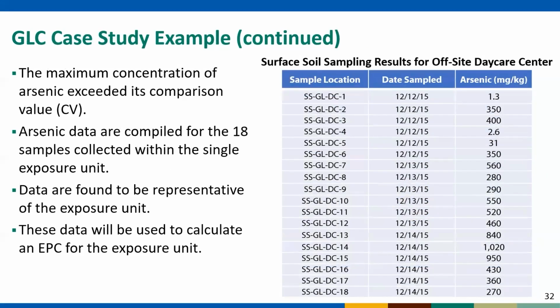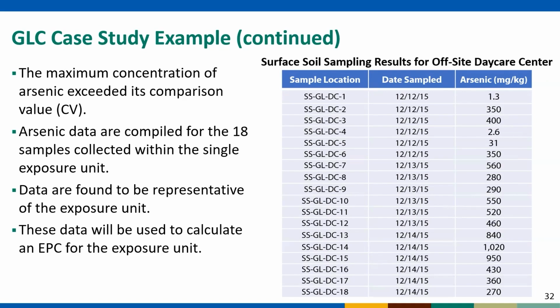Now the health assessor needs to compile data for that single exposure unit that we just defined, which again is that outside area of the daycare property. In this case, we're going to focus on arsenic, which had a maximum concentration that was above recommended comparison values, or CVs. The health assessor has gone through and confirmed that the data are indeed representative of the exposure unit and weren't collected in any sort of biased manner.